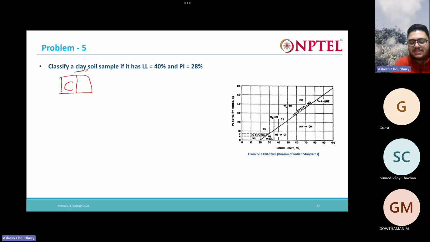Liquid limit is given 40%, right? The 40% is between 35 and 50%. So if the liquid limit is between 35 and 50%, what type of clay will it be? Already it's written in the chart, the plasticity chart. It's going to be CI, right? CI is intermediate plasticity clay. Okay, so the classification of the soil will be CI.